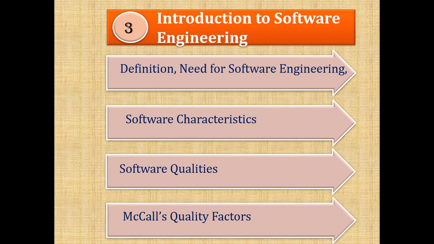McCall's quality factors include product operation factors, which deal with the correctness, reliability, efficiency, integrity and usability of software. The second is product revision factors, which deal with maintainability, flexibility and testability of the software. The third important quality factor is product transition factors, namely portability, reusability and interoperability. So these are the things we are going to study under McCall's quality factors: product operation factors, product revision factors, and product transition factors.